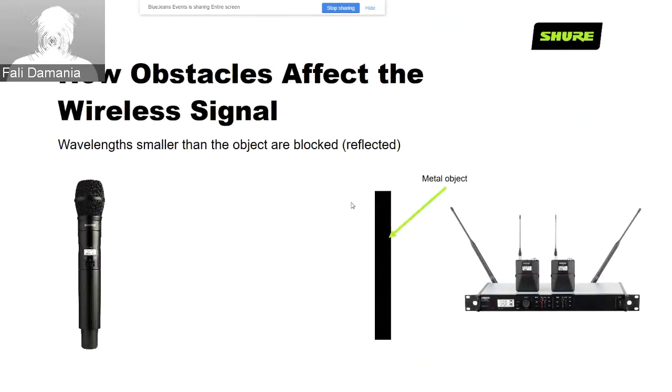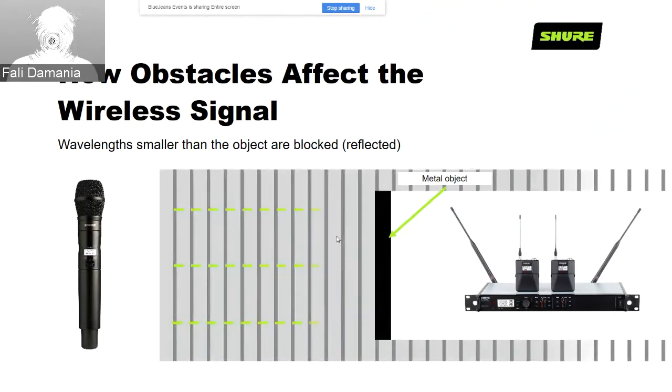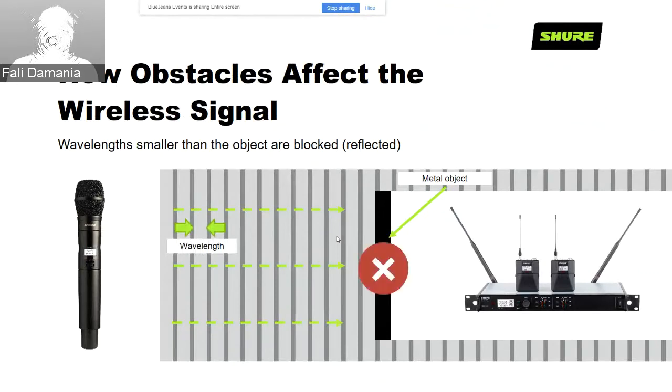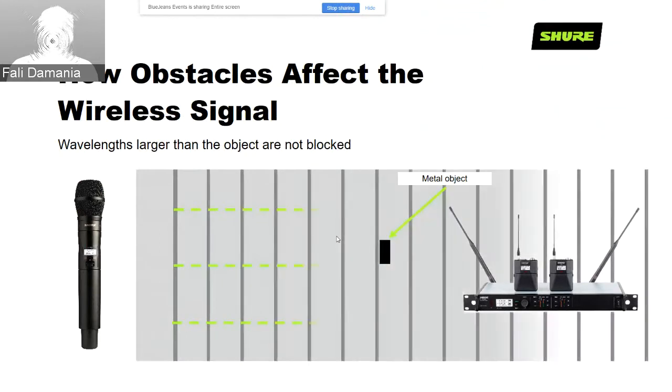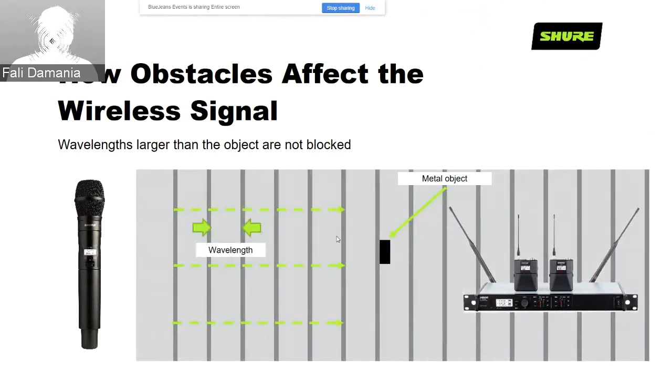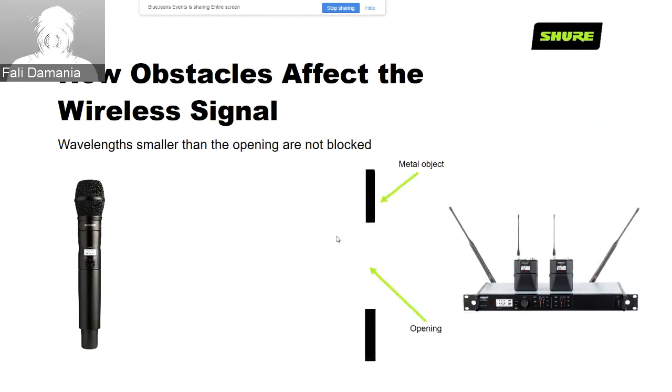All right, now we're going to have a look at how obstacles affect wireless signals. Now, whenever you have a wavelength that's smaller than the object, it gets blocked. As you can see, we have a very small wavelength. We have a pretty large metal object. And for most practical purposes, the center section of the RF signal gets blocked by the metal object. The next circumstance is if you have a wavelength that is larger than the object. In this case, the RF signal is not blocked. Here you can see the RF passes easily through.